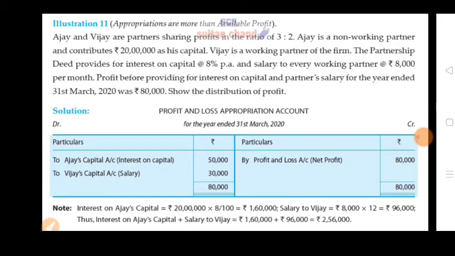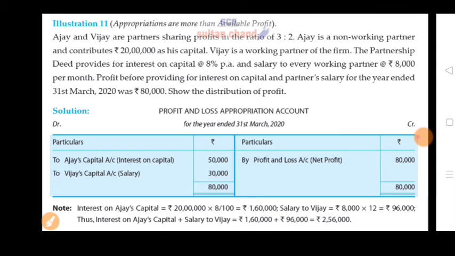Ajay and Vijay are partners sharing profit in the ratio of 3:2. Ajay is a non-working partner and contributes 20 lakh as his capital. So capital is being contributed by only Ajay. Vijay is not giving any capital. Vijay is a working partner of the firm, and the partnership deed provides for interest on capital at 8%. So interest on capital will be given to Ajay only, because Ajay is the only one contributing capital.